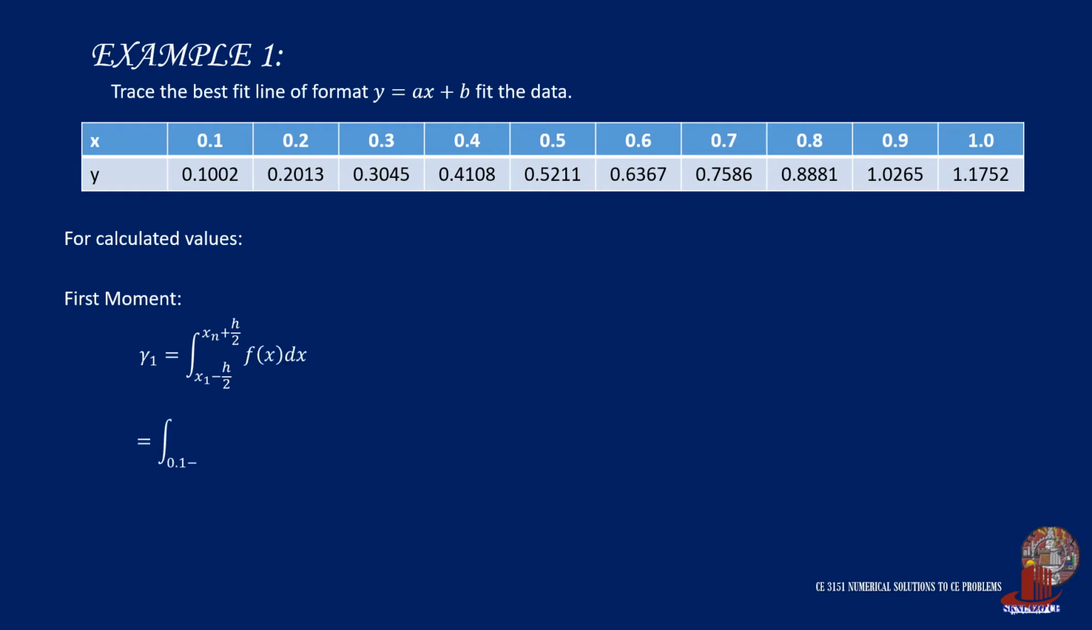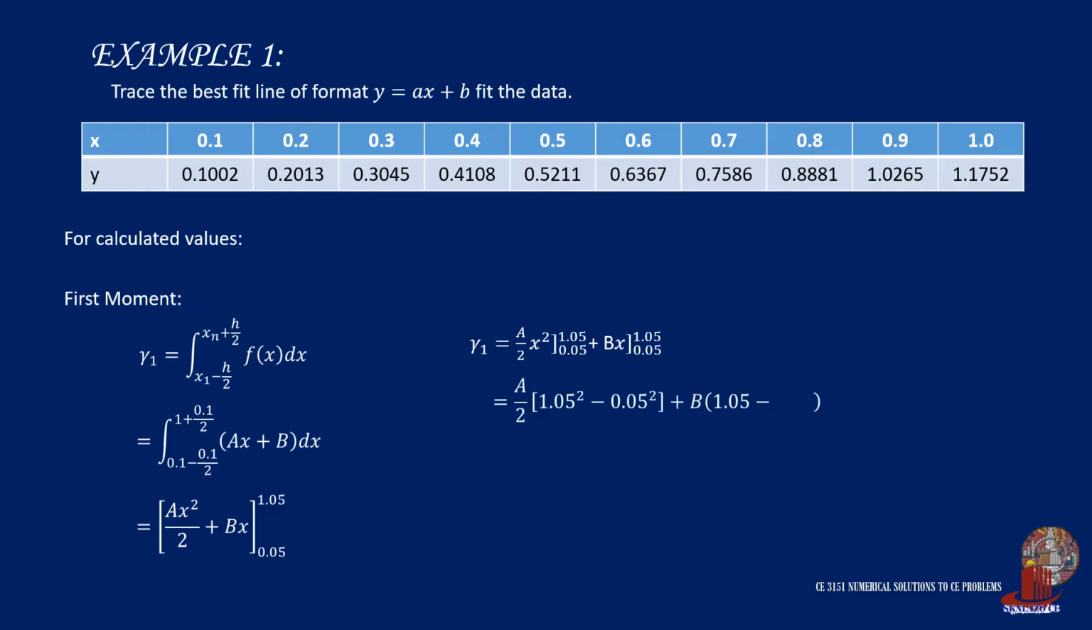F of x has a general formula of ax plus b, so taking the integral, we arrive at ax squared all over 2 plus bx, with the upper limit taken as 1.05 and the lower limit as 0.05. With such limit values, expand the equation and plug the limits into x, which gives sigma 1 computed as 0.55a plus b.